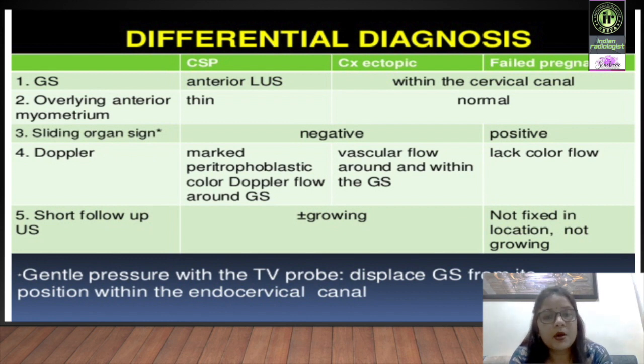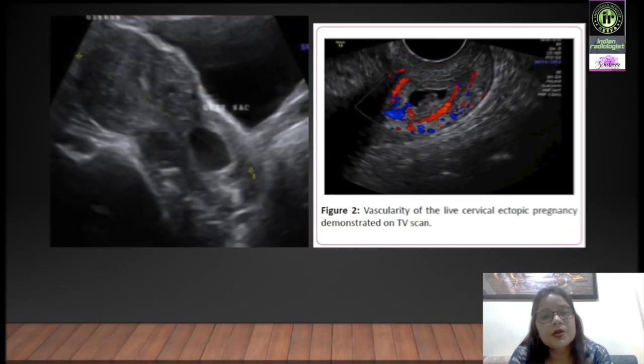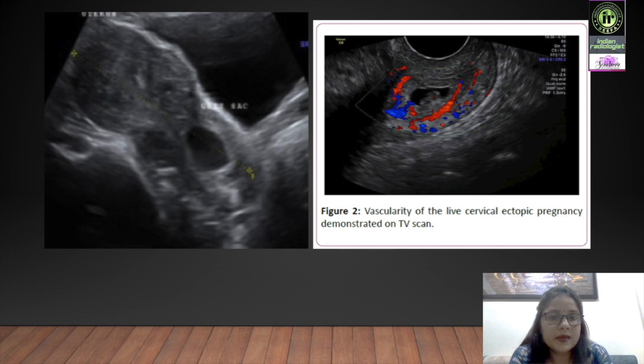And on short follow-up, the size of the CSP and cervical ectopic will grow, and in failed pregnancy it will not grow and it will not be fixed in the location. This is the cervical ectopic. We can see it is in the midline, with perfectly normal anterior myometrium and an hourglass appearance of the uterus, and the flow around the cervical ectopic.